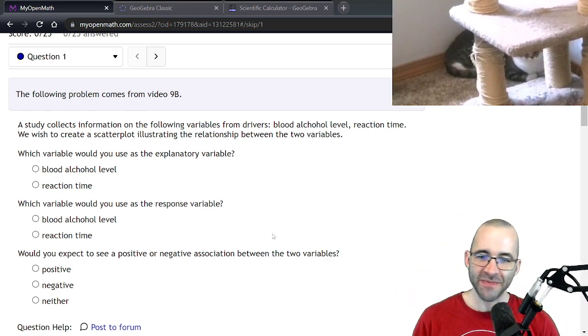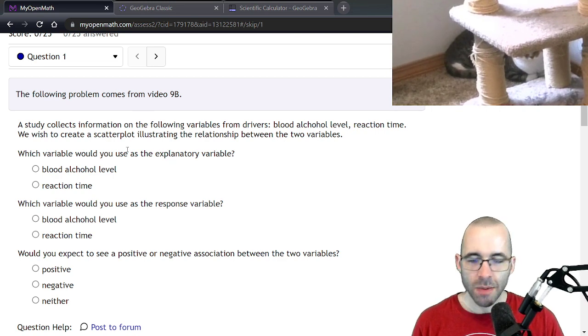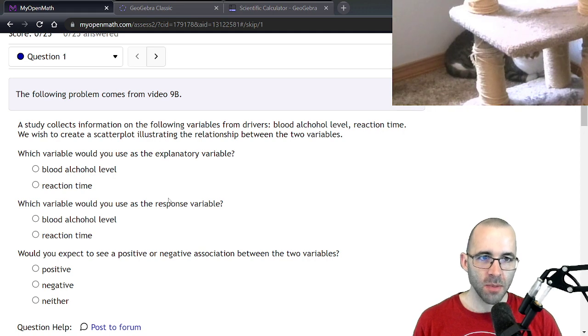So what variable would you use as the explanatory variable? And which one would you use as the response variable?